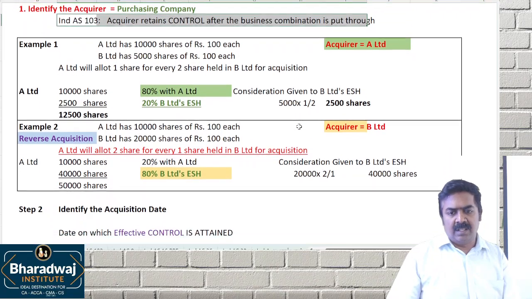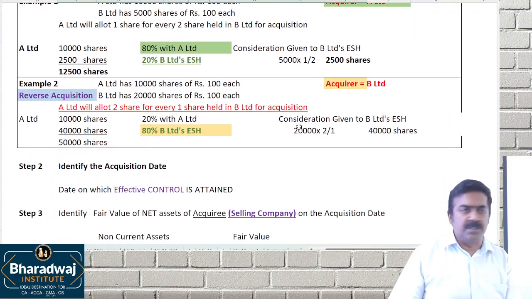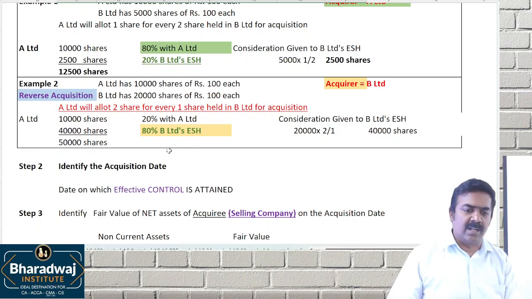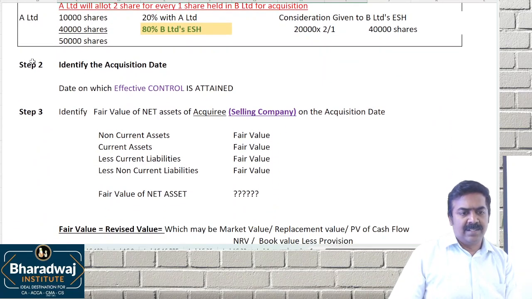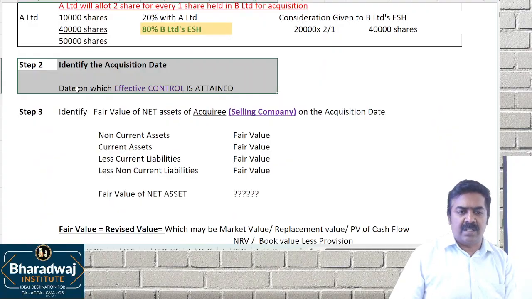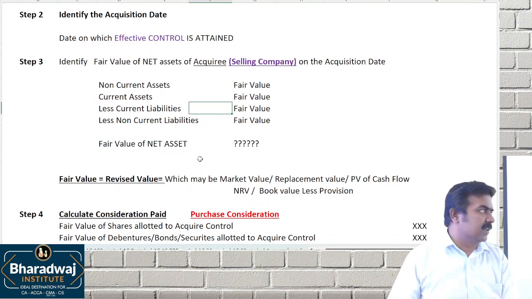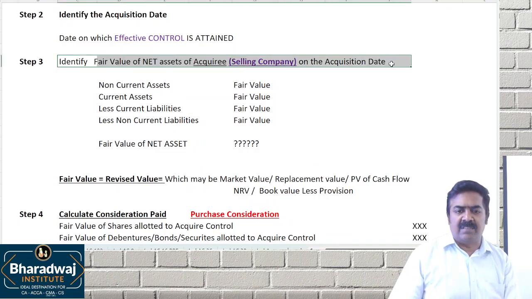Control. Clear. Sometimes it can be a reverse acquisition that we had seen, where acquirer will take over what? Control. That will be called as what? Reverse acquisition. Second, identify the acquisition date, simple date on which the effective control is what? Attained. More than 50% control is attained, that is called as what? Acquisition date. Identify the fair value of net assets of selling company on the acquisition date.